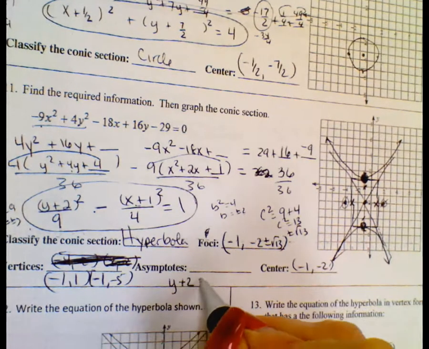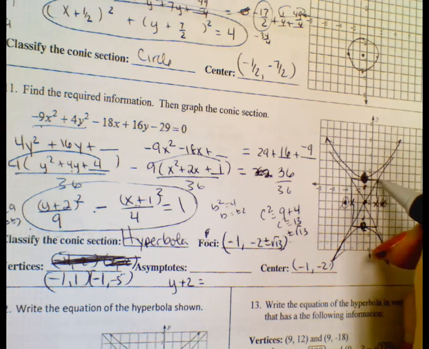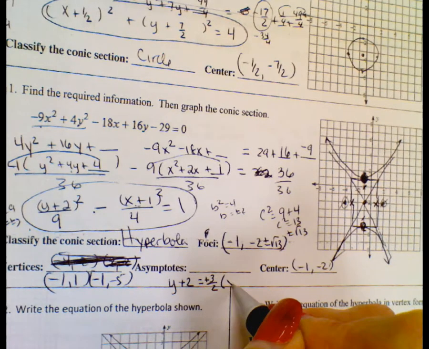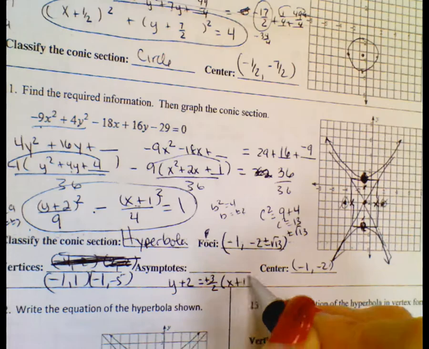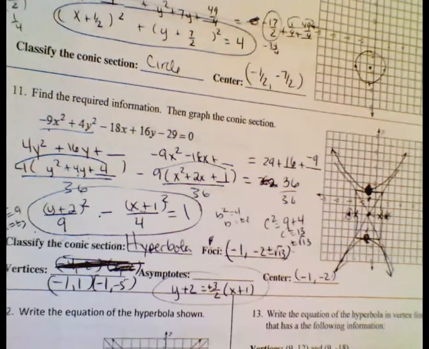y plus 2. Now if you counted this, it would be 1, 2, 3 over 2. So the slope's 3 over 2, plus or minus x plus 1. I don't care if you separate that. That's your asymptote equations.